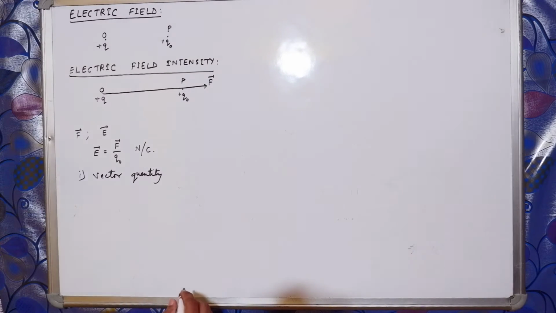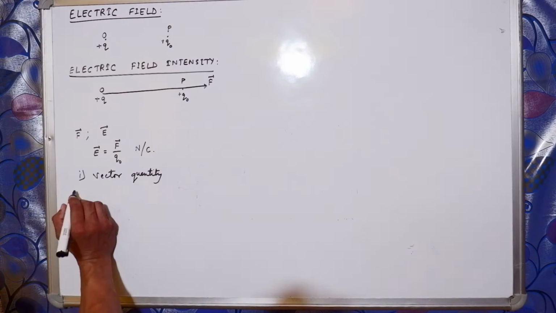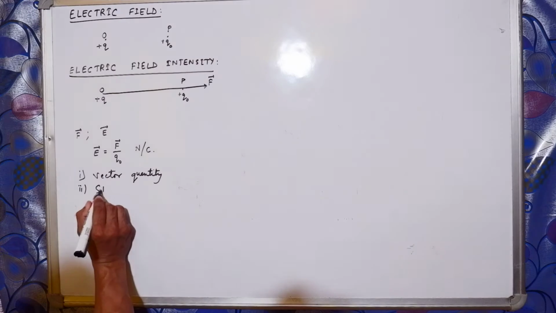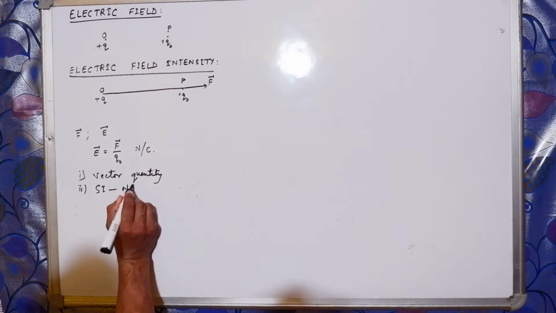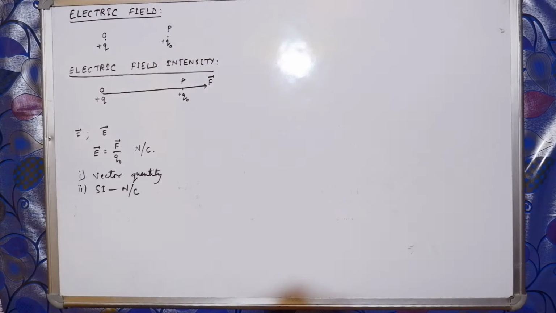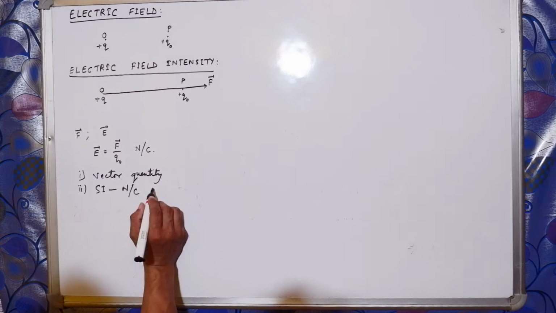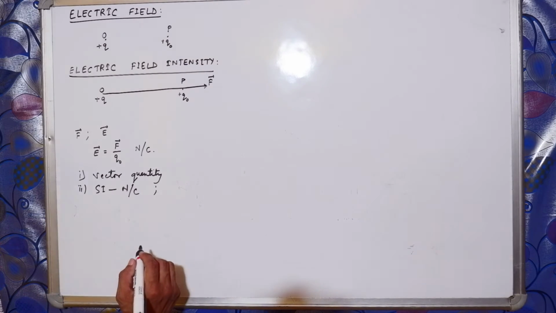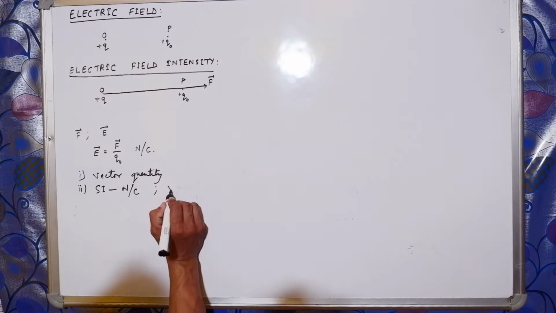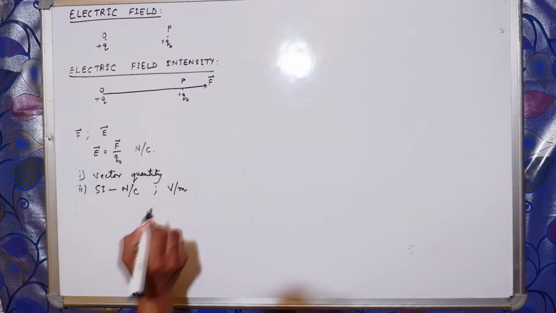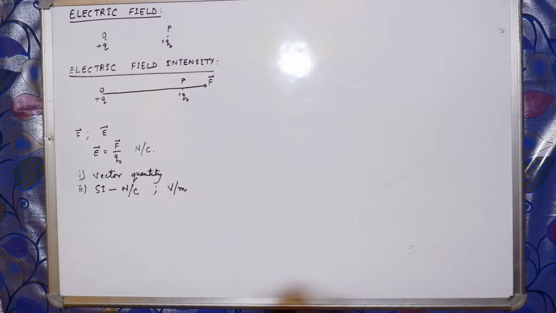Number two, the SI unit of electric field is Newton per Coulomb. Also, sometimes we can write the unit of electric field as volt per meter, but we should remember that the SI unit is Newton per Coulomb.